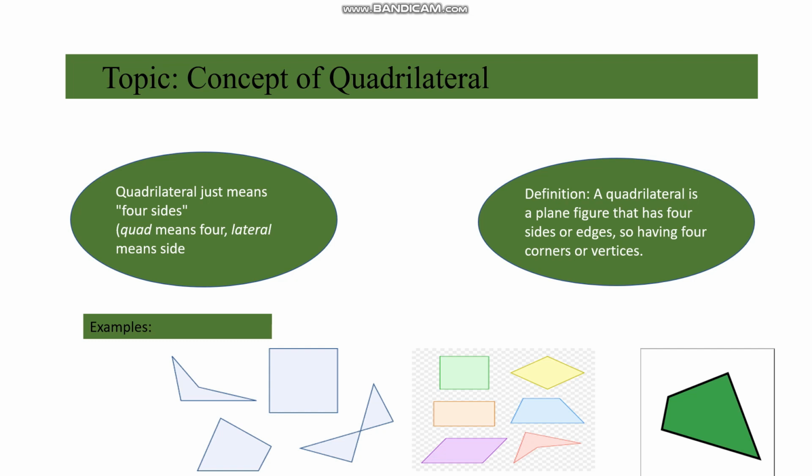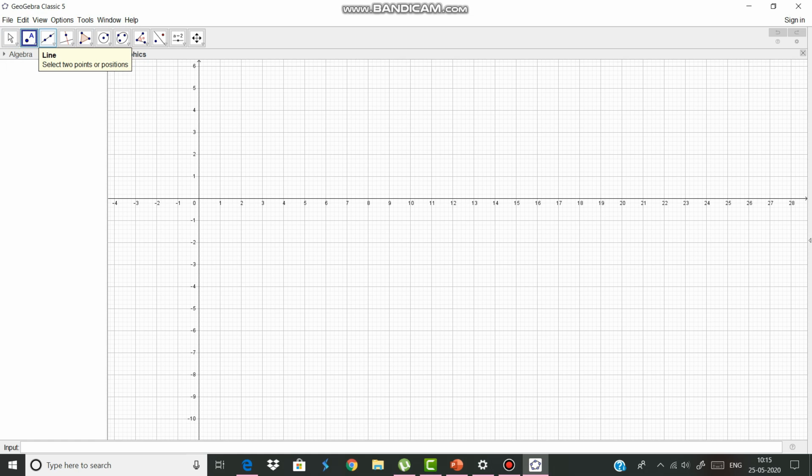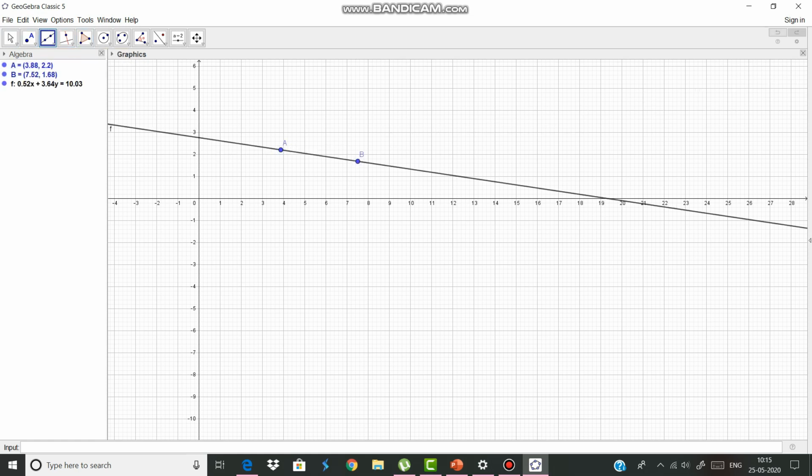Through this GeoGebra, we can make some quadrilaterals. So let us try. For example, we are taking the first side, and this one is the second side, and this is the third, and this one is the fourth side. It's a closed figure with four sides. So this shape is called a quadrilateral.